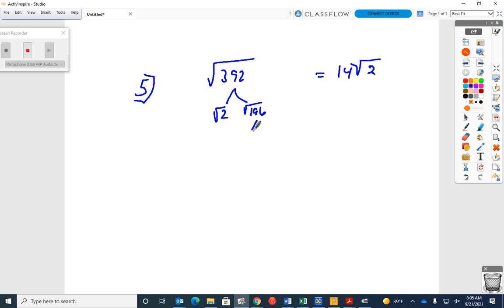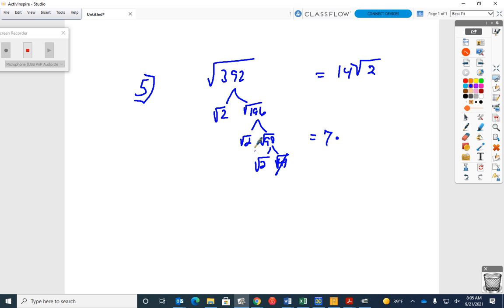Now, what if you didn't know that 196 was a perfect square? I can still do this. What's 196 divided by 2? 98. Can I keep going? 98 divided by 2 is what? 49. Now, do you recognize 49 as a perfect square? What times what is 49? 7. So I've got a 7 outside.